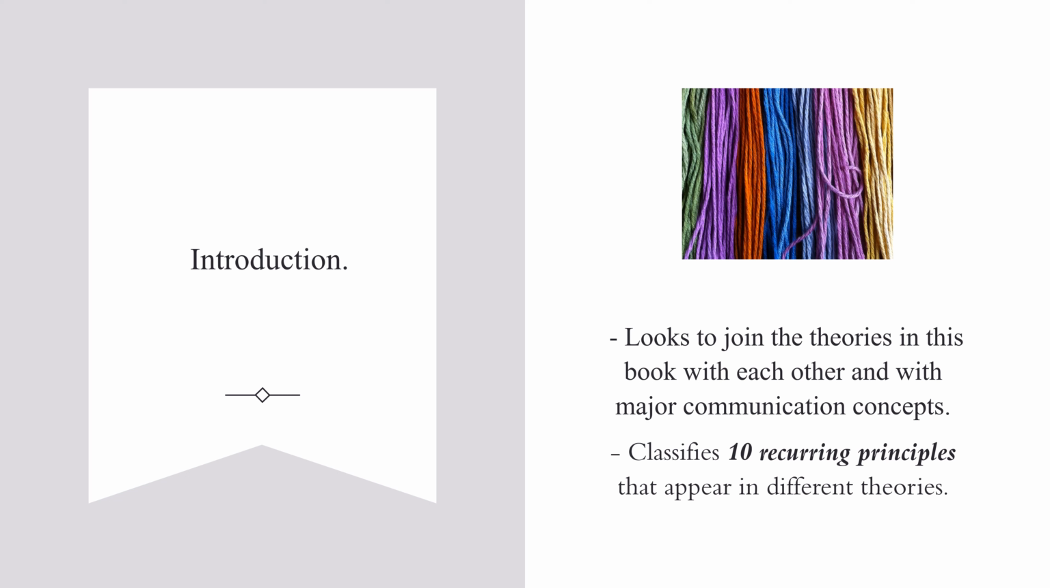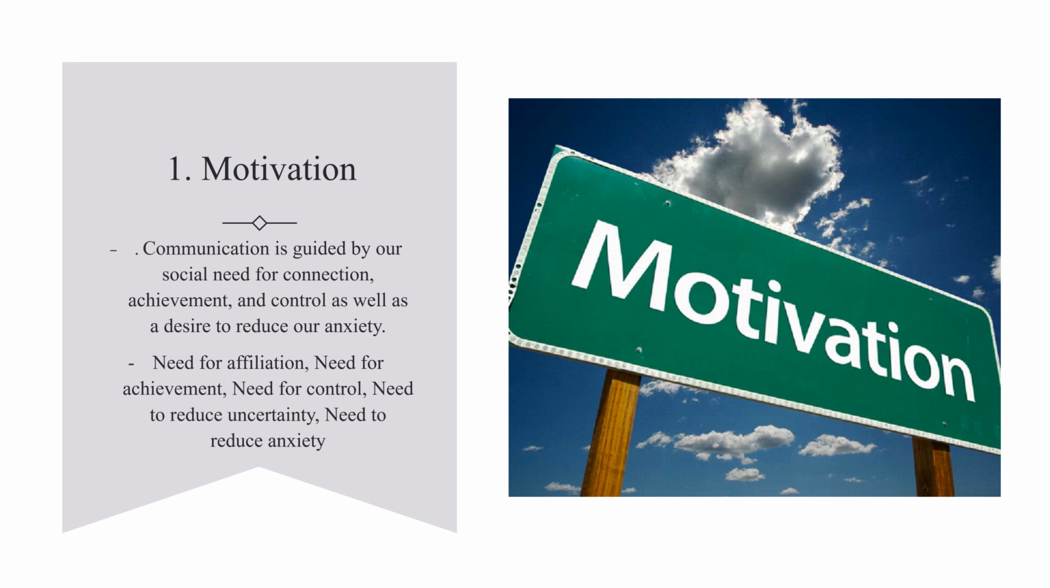So, this chapter looked to join the theories in this book with each other and with major communication concepts, and I feel it did that very well. It classified 10 recurring principles that appear in different theories. The first principle is motivation. Communication is guided by our social need for connection, achievement, and control, as well as a desire to reduce our anxiety. Now, they identify 5 motives underneath these motivations. They are a need for affiliation, need for achievement, need for control, need to reduce uncertainty, and need to reduce anxiety.